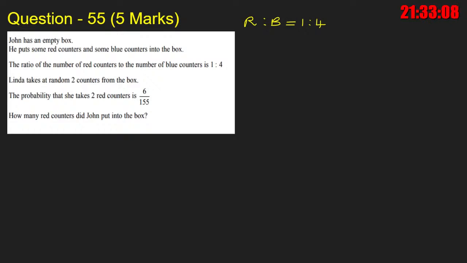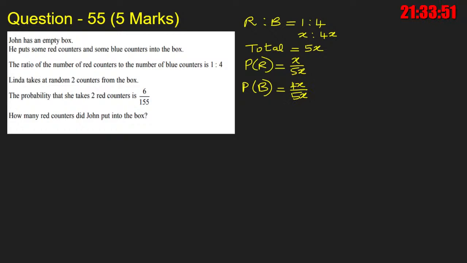So the ratio is 1:4, red to blue. If I say x counters are red, blue is 4x counters. So the total is x plus 4x, which is 5x. The probability of a red counter is x over 5x, and you can keep it as it is. The probability of a blue counter is 4x over 5x.